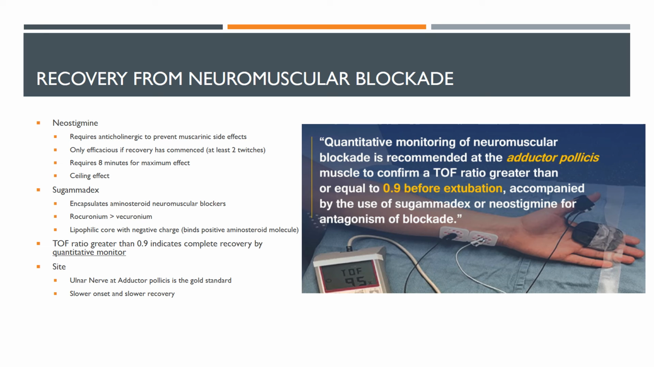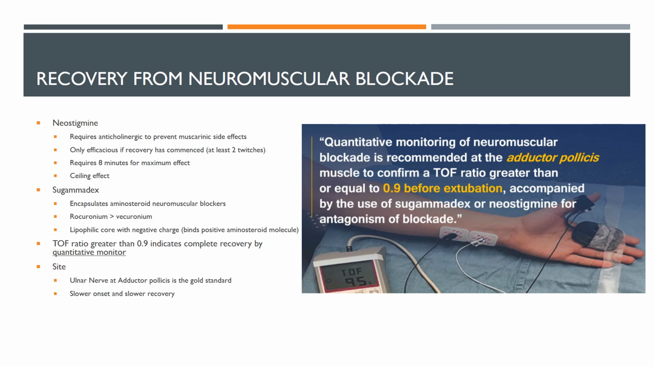So neostigmine can be used as well as Sugammadex. Neostigmine is a cholinergic medication. It requires a paired anticholinergic, generally a glycopyrrolate, and it is only efficacious if we naturally have recovered from neuromuscular blockade to have at least 2 twitches in our train of 4. Neostigmine is a bit slower. It has a slower onset of action than Sugammadex. It takes at least 8 minutes for maximum effect.